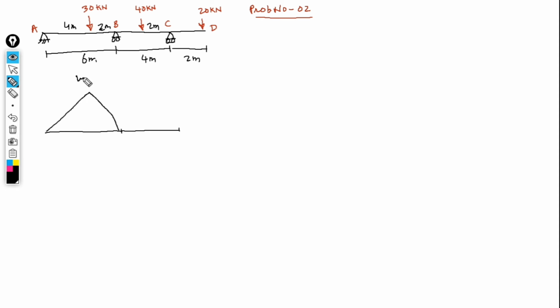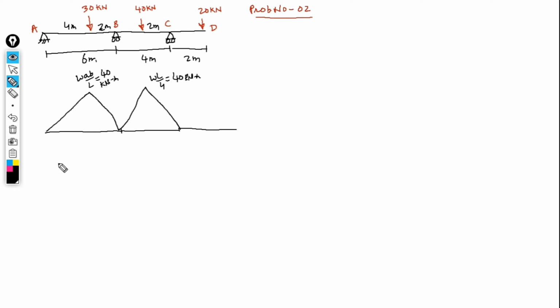This will be WAB by L, which is equal to 40 kilonewton meter. This will be WL by 4, which is equal to 40 kilonewton meter. So this is the free bending moment diagram.